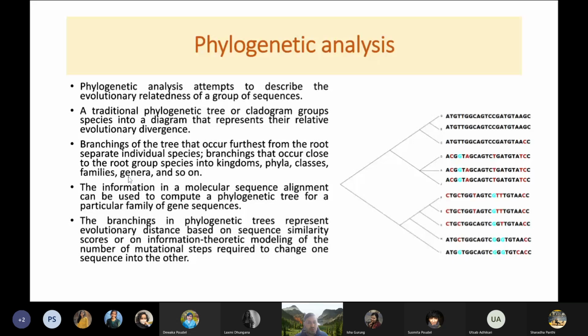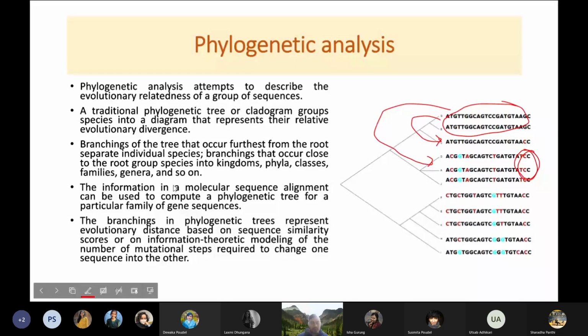So these two are extremely related, and the next related ones are these, and these are related. These two are related to these, and these are related to each other. And this is how these phylogenetic trees can be interpreted.